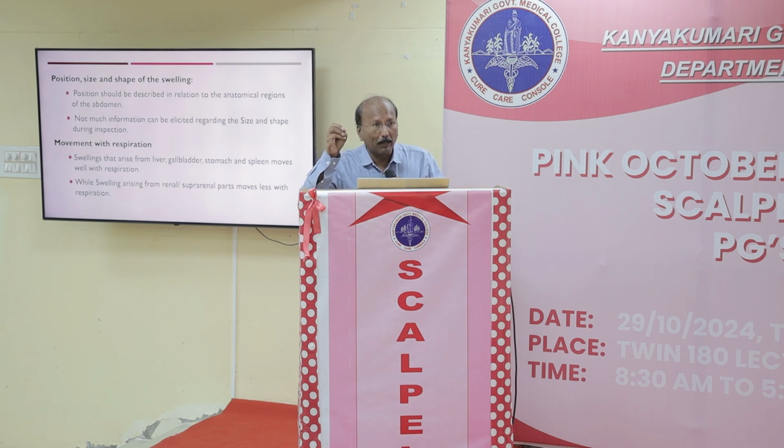So always remember, when the swelling moves with respiration, it will usually be intra-abdominal and intraperitoneal. Swellings which do not move with respiration will be intra-abdominal retroperitoneal. Examples are carcinoma pancreas or para-aortic nodes. They are retroperitoneal structures and will not move with respiration. And the kidney, will it move with respiration? Yes or no? There is a slight movement. Undergraduates say no, but there is a minimum movement. Don't bother about that.